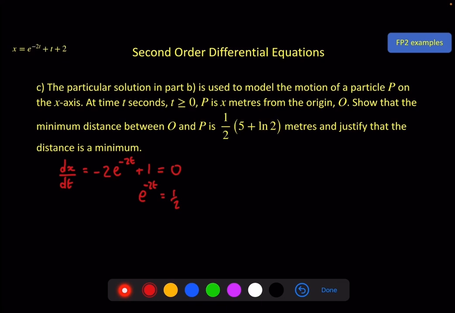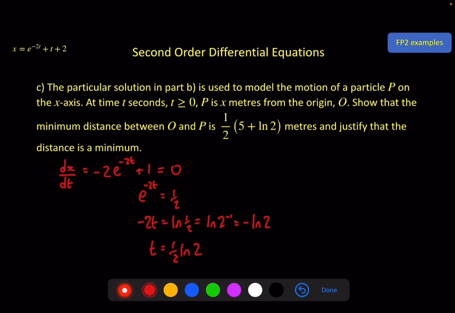Logs of both sides, we get minus 2t is equal to log of a half, which I will note here you can then write as log of 2 to the minus 1, which is the same as minus log of 2. I think that will be useful later because we've got log 2 here, not log of a half. So when you then divide by the minus 2, that becomes a half in front, we get t is equal to a half log 2.